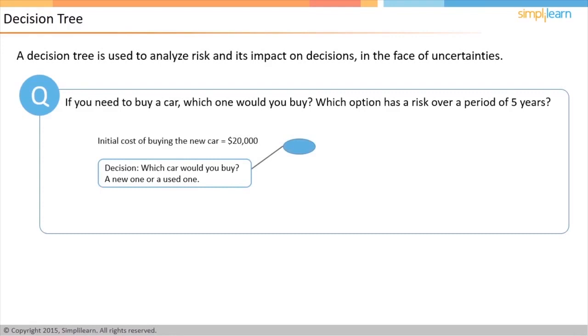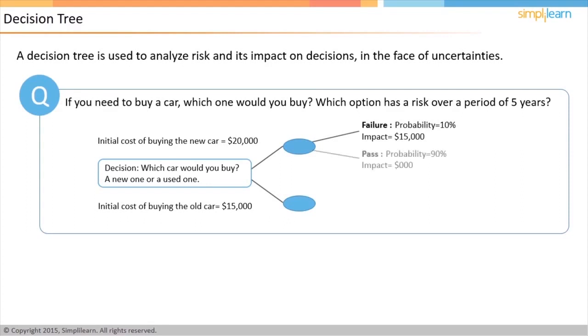The initial cost of buying a new car is $20,000, and the cost of buying an old car is $15,000. For a new car, the probability of it having any problem, the fail scenario, is only 10%. That is, there is a 90% likelihood that it will just work without any problems, the pass scenario. If it does have a problem, the impact is $15,000, the reason being that it was bought at a higher cost.